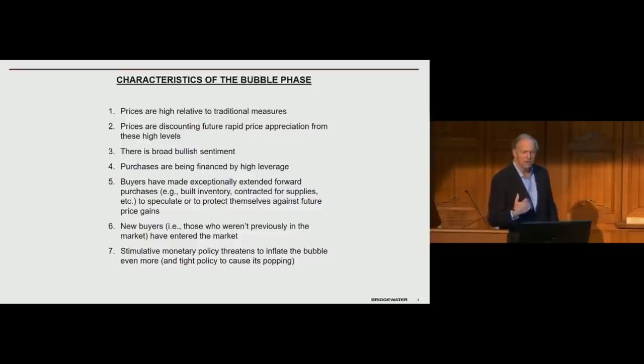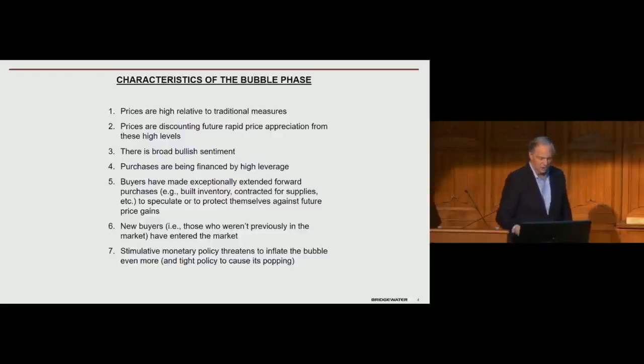And then sometimes buyers have exceptionally extended forward purchases. In other words, built-in inventory, because they're worried that it's going to go up, so they want a good inventory, or they contract for supplies because prices are rising, or maybe buy an apartment to speculate that the price of apartments is going to go up. And people in general are buying those things for that particular appreciation.